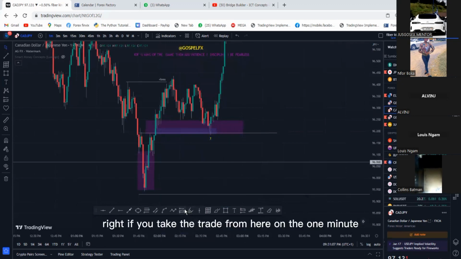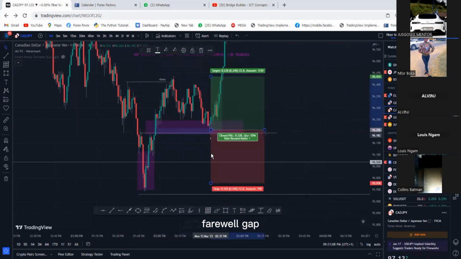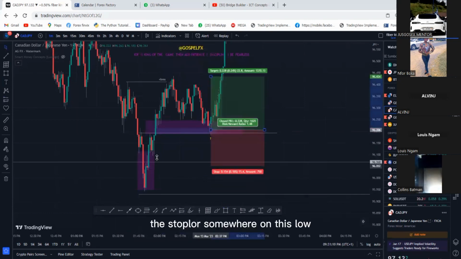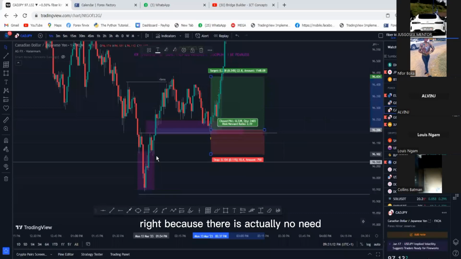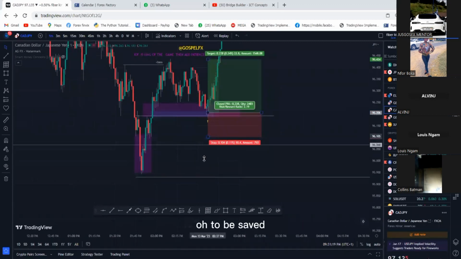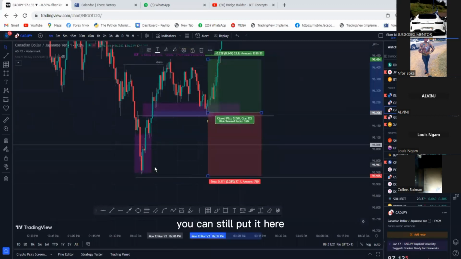All right. If you take the trade from here on the 1 minute fair value gap, your stop loss somewhere on this low, right? Because there is actually no need for price to come lower than this. Everything has been balanced. Or to be safe, you can still put it here. Like I say, this is my invalidation. This is the low that has my invalidation.